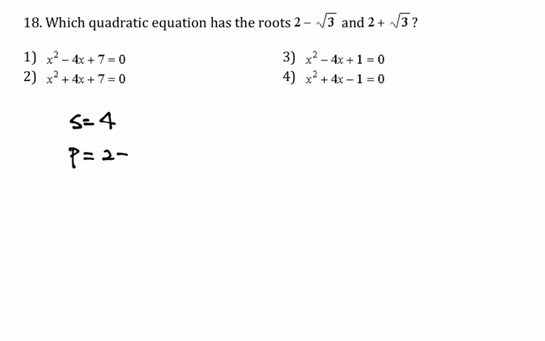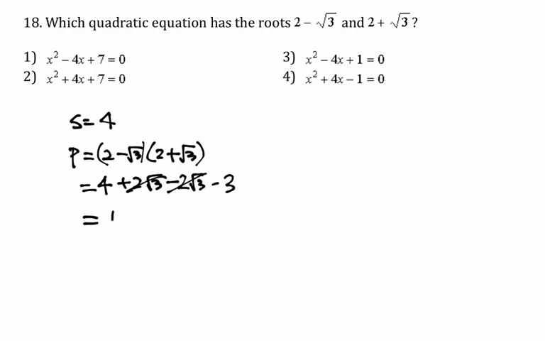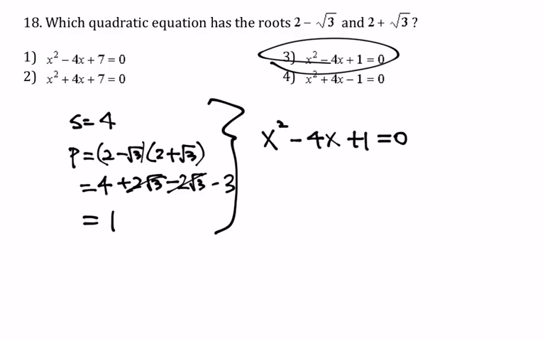On the other hand, for the product we actually have to multiply them out. So 2 minus radical 3, and then 2 plus radical 3. Once you multiply them out, you will see that the product is equal to 1. So then our equation is x squared minus 4x plus 1 equals 0, which is the same thing as choice 3.